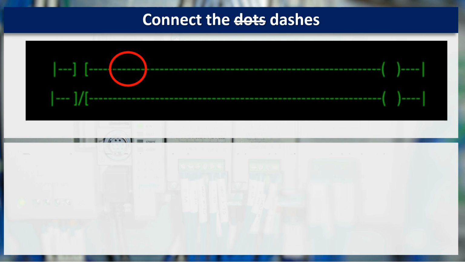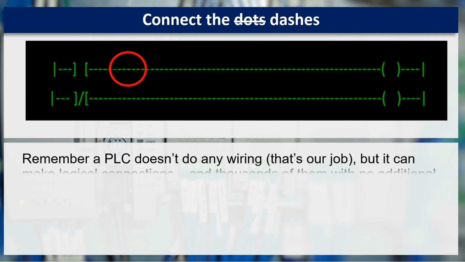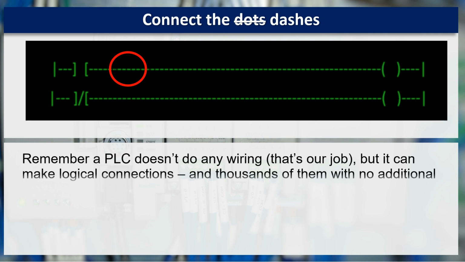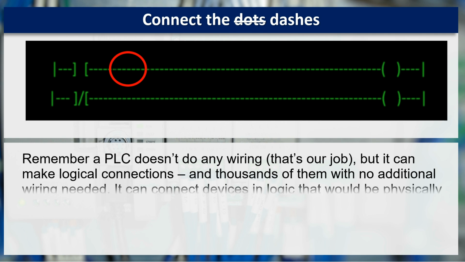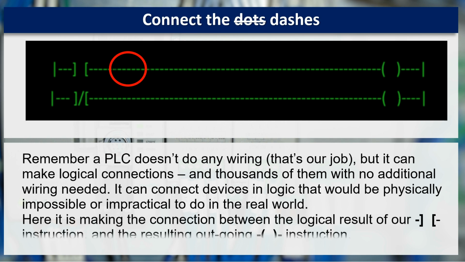Remember, a PLC doesn't do any wiring. That's our job. But it can make logical connections, and thousands of them with no additional wiring needed. It can connect devices and logic that would be physically impossible or impractical to do in the real world. Here it is making the connection between the logical result of our contact instruction and the resulting outgoing coil instruction.